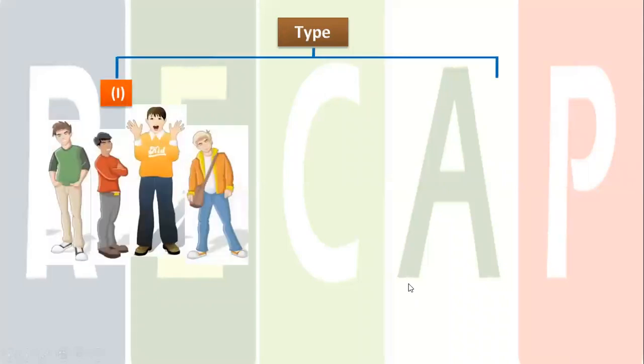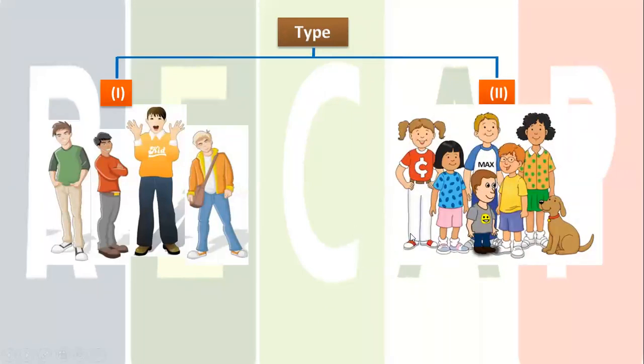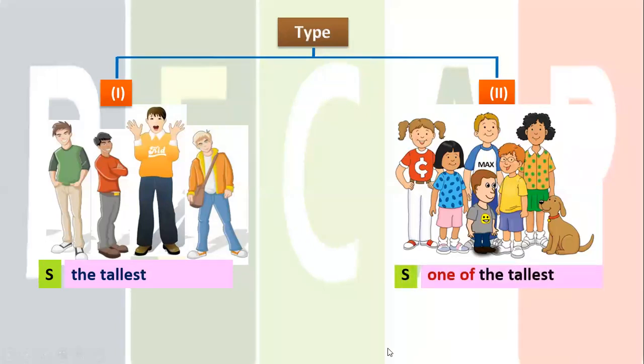So right now we are focusing on what happens when we have more than two things. There are two different types of changes that take place when it comes to more than two things. Let's start with the superlative degree. Let's say in the first type, we say the tallest. Person A is the tallest. But if we change it into another superlative degree, that is the second type, we can also say one of the tallest. So in this case, although both the sentences are superlative degree, they convey different meaning.